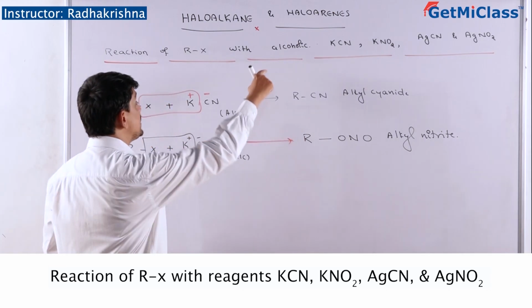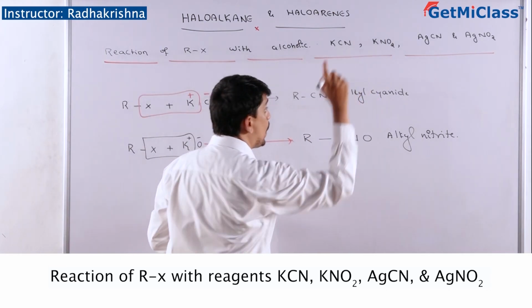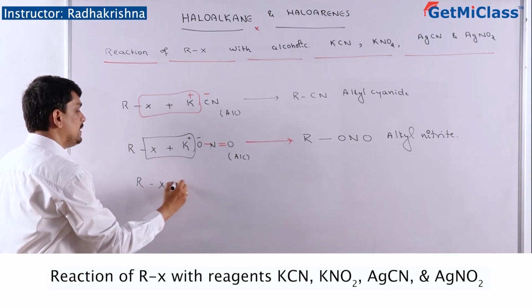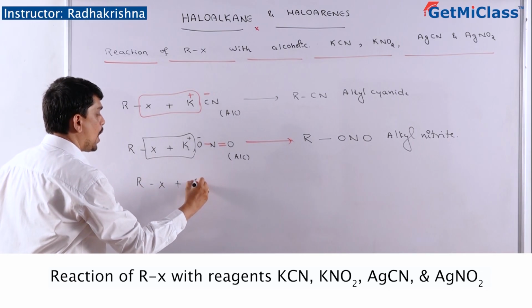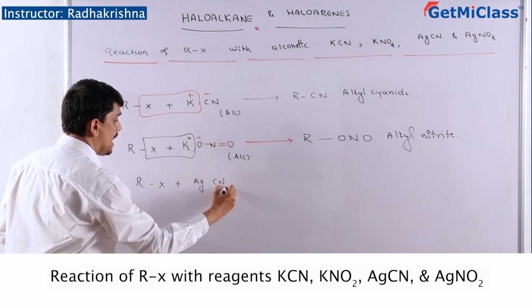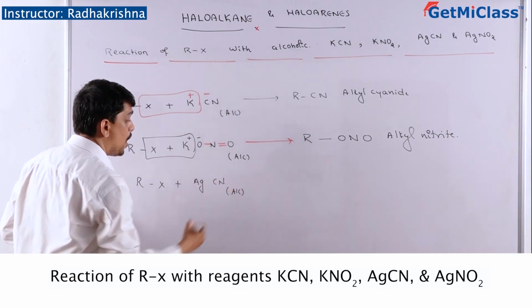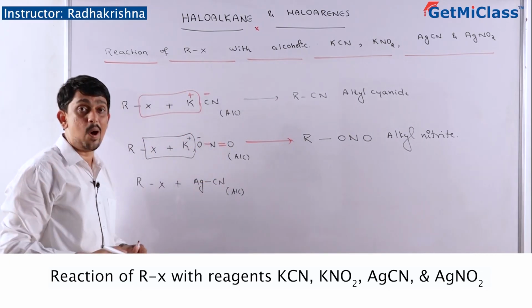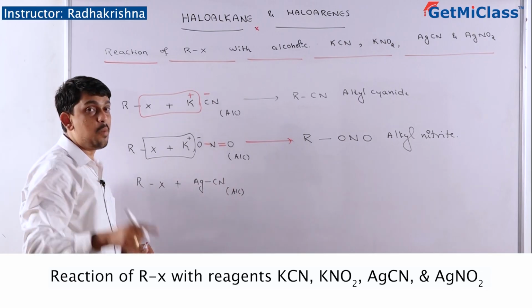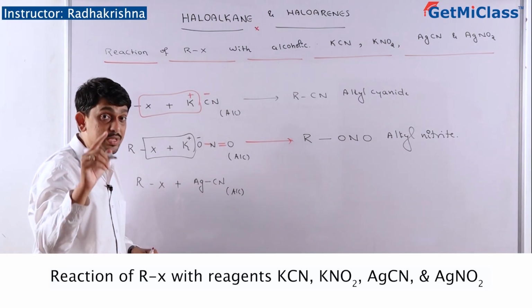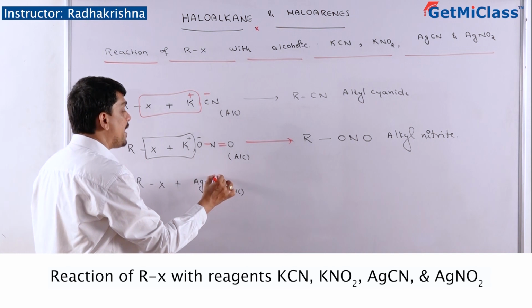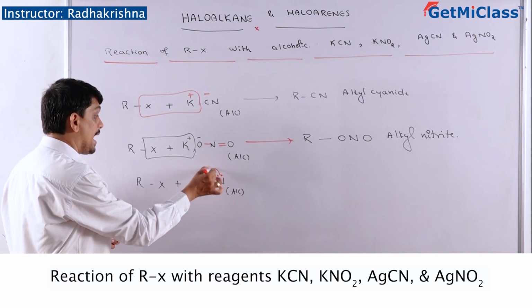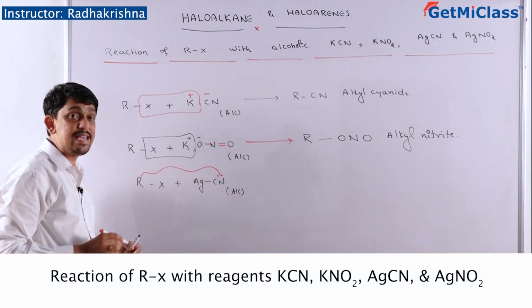Let me go ahead to see the reaction of Rx with alcoholic silver cyanide. So I'm writing Rx that is reacting with alcoholic silver cyanide. I should know that silver compounds are covalent in nature. So let me show you here the covalent bond. And breaking this covalent bond is not so easy. So we are utilizing now the lone pair of electrons that is present over the nitrogen, that will be utilized to form a bond with the carbon here.